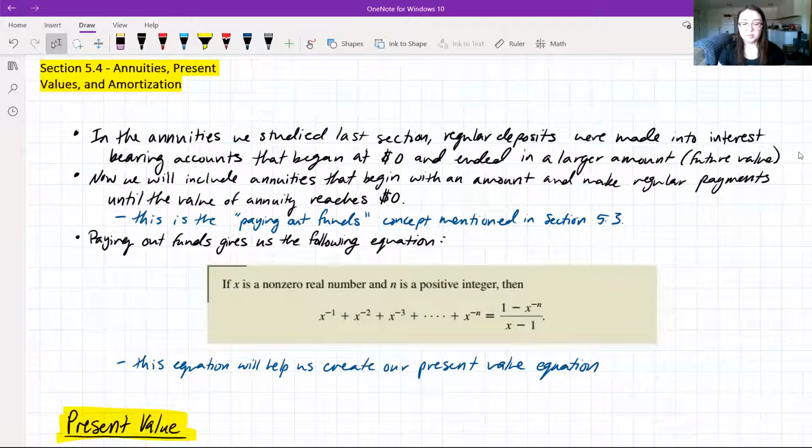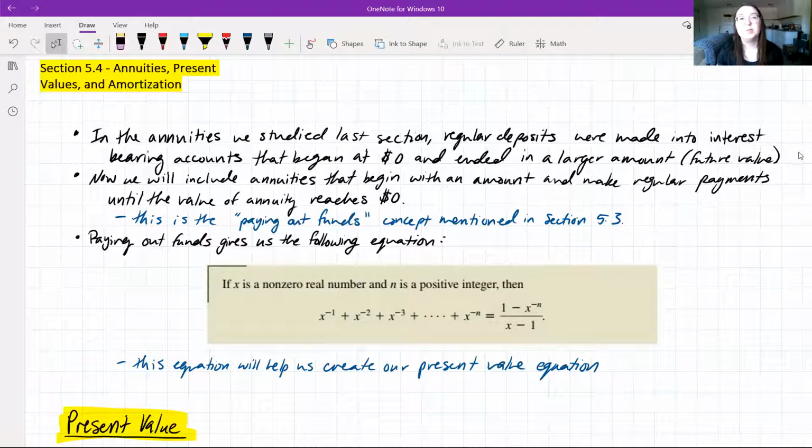In the annuities that we studied last section, we made regular deposits into interest-bearing accounts that begin at zero and then end in a larger amount. That's the future value. So we calculate the accumulation of funds into an interest-bearing account. Now we're going to include annuities that begin with an amount and make regular payments until the value of the annuity reaches $0. This is the paying out funds concept that we mentioned in the last section.